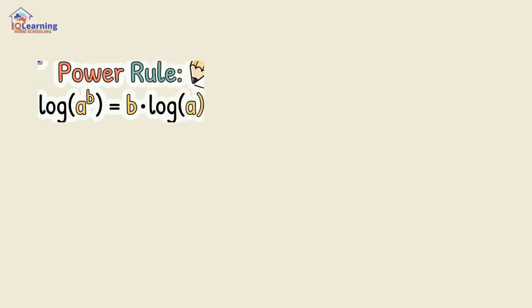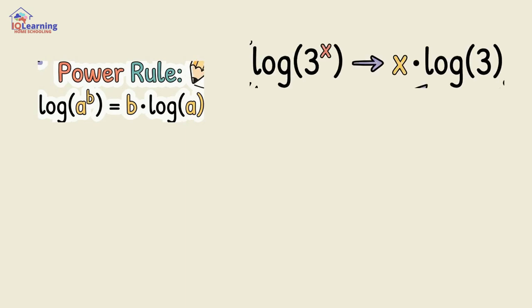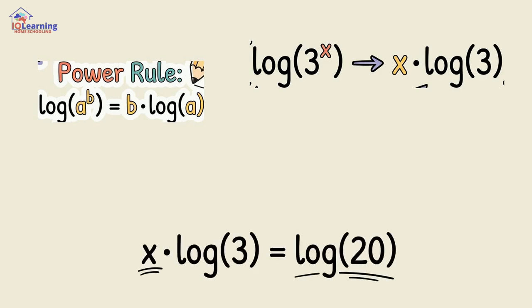Now comes the key rule. The power rule for logarithms says log of a to the b equals b times log of a. That means log of 3 to the x becomes x log 3. So the equation becomes x log 3 equals log 20. Notice what happened. The logarithm translated the exponent into multiplication. The x is no longer trapped upstairs.